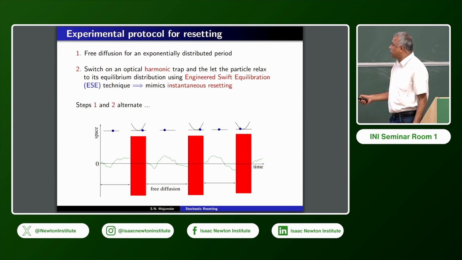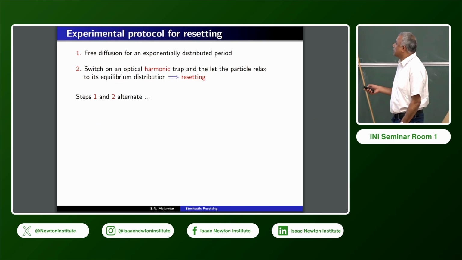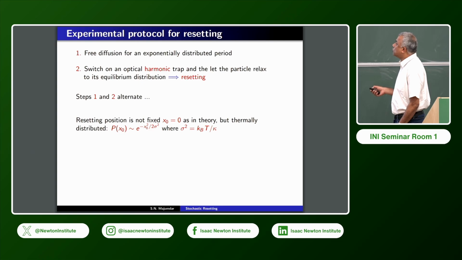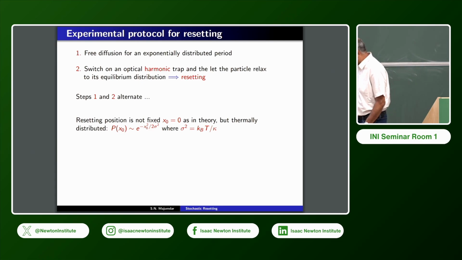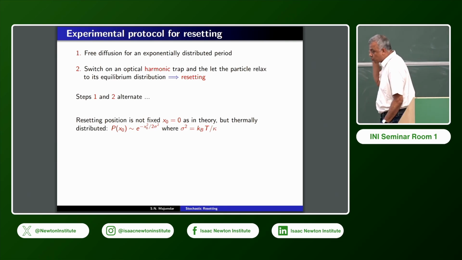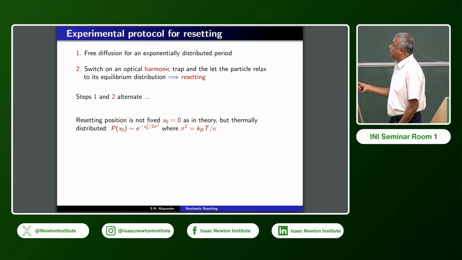And then again, you switch off the optical trap and let the particle diffuse for some random time, and again you switch on the trap. So you alternate these two states. The difference from the theory, and this is a new question, is that in theory, in the model, we are always resetting to the initial position, but it's not necessary. You can choose to reset to a position which you draw from some distribution. And that's exactly what the experiment is telling us: you reset not to a point, but you choose the resetting point from a Gaussian distribution, which is the equilibrium distribution of the particle in the trap.